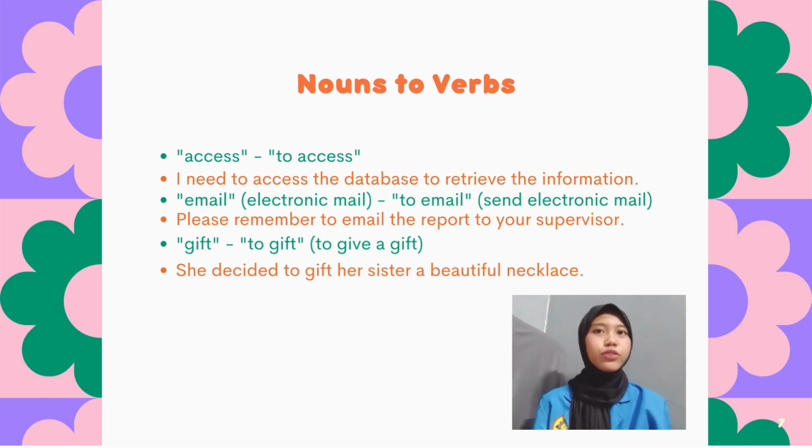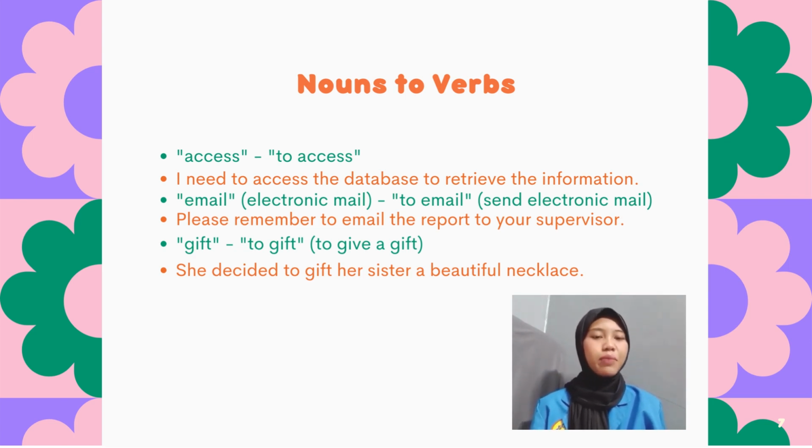Now I will tell you the word class changes in conversion. First, we got nouns to verb here. For example, access becomes to access. Access as a noun refers to a method of getting near to a place or person. When it changes to a verb, it becomes to access, and the meaning is to be able to get to. Example in a sentence: I need to access the database to retrieve the information. To access in here is used as a verb.